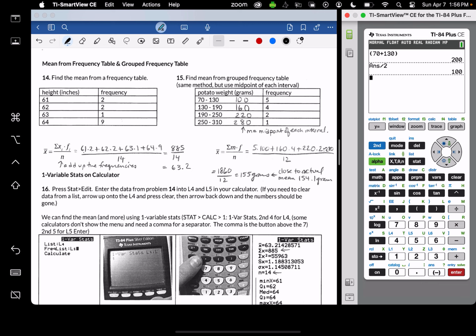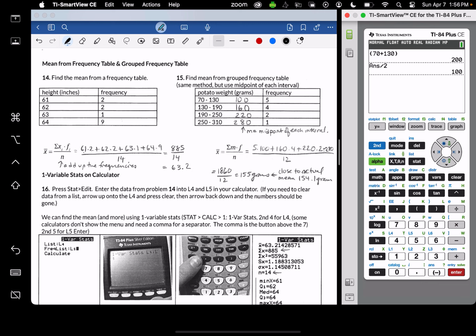Once I have that total, I can divide by 12, and I get 155 grams as the average potato weight. Notice that this is sort of a rough estimate because we didn't have the actual data, we just had the grouped frequencies. But if we look back at our potato weights, we actually got 154.1, so that's pretty close to what the actual answer was.